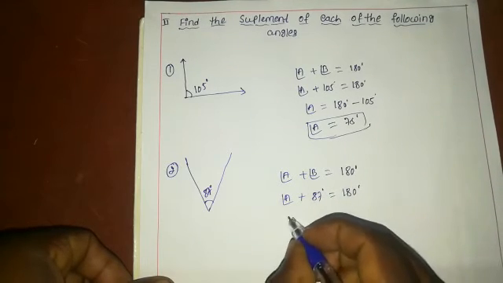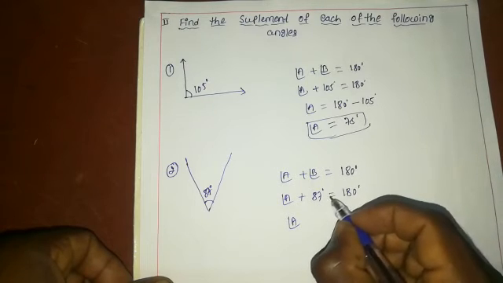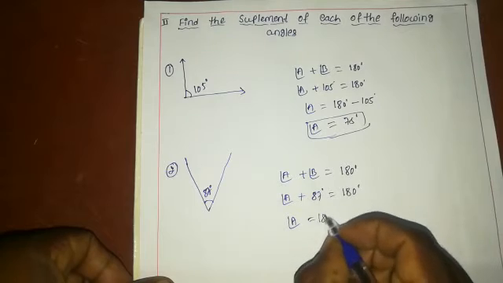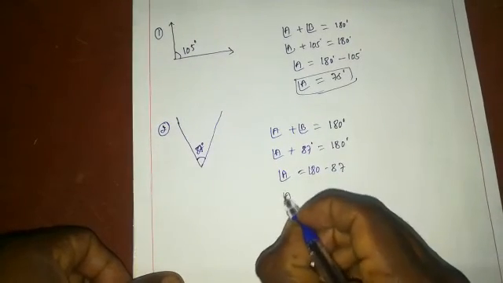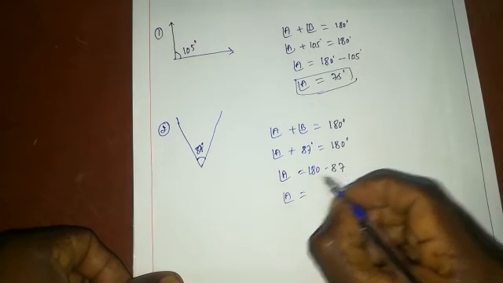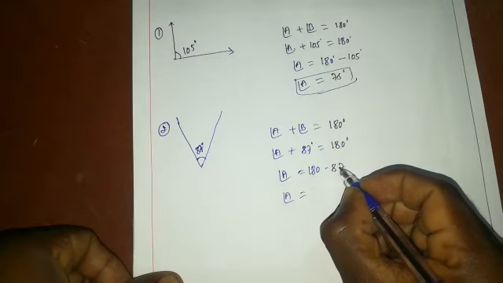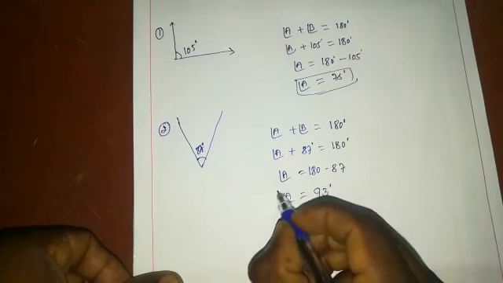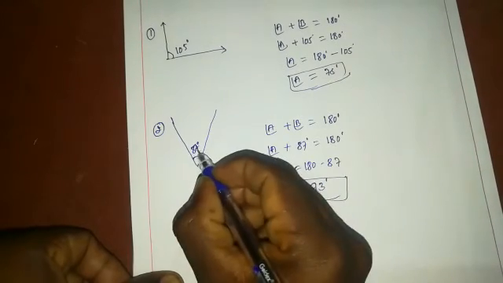Now we shift this 87 to the right side of the equals sign, so it becomes negative; it changes its sign. Angle A is equal to 180 minus 87. Subtracting 87 from 180, we get 93 degrees. 93 degrees is the supplement angle for 87 degrees.